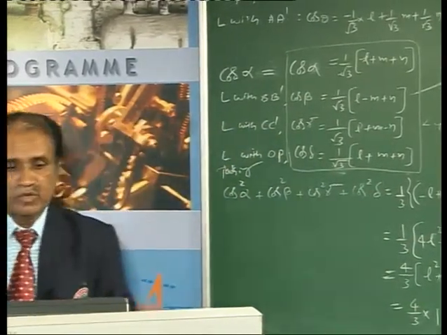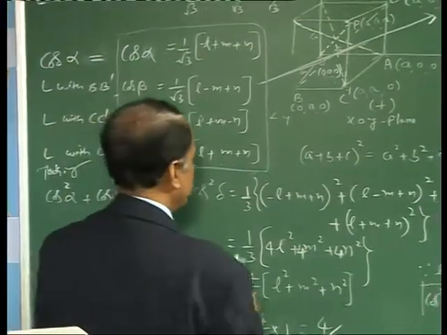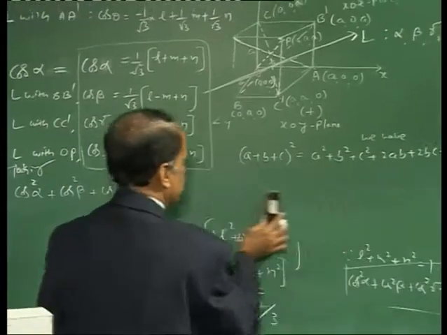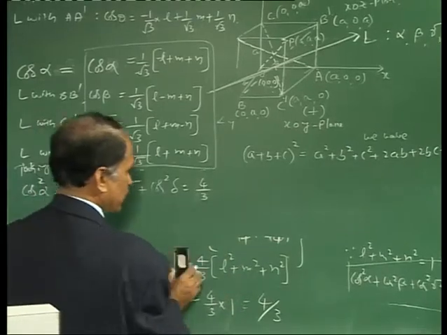There is another result in the same problem which you have to derive. This one, that is sine square alpha, then sine square beta, then sine square gamma plus sine square delta, because I have written there as a1, a2, a3 and then a4. Those four symbols will be taken as alpha, beta, gamma and delta. Anyway, this result you got as 4 by 3, then express the cos function in terms of the sine function. This is the result 4 by 3 I had derived.